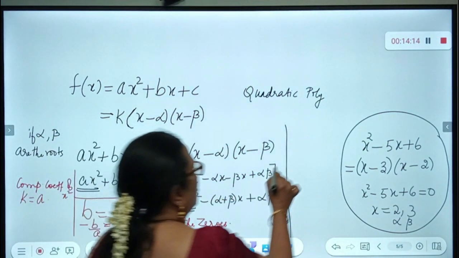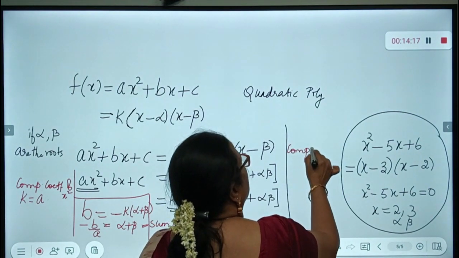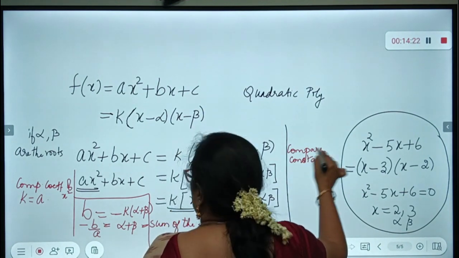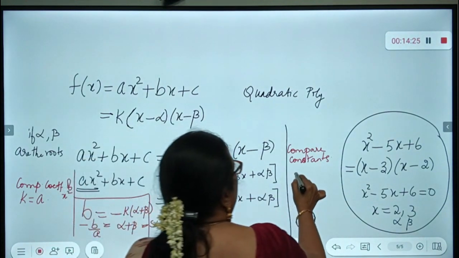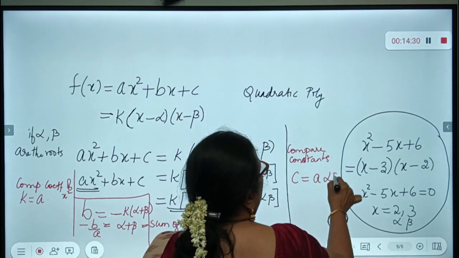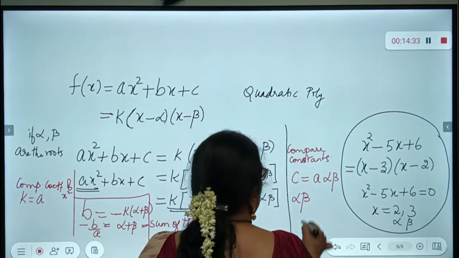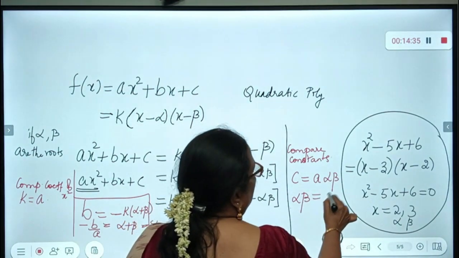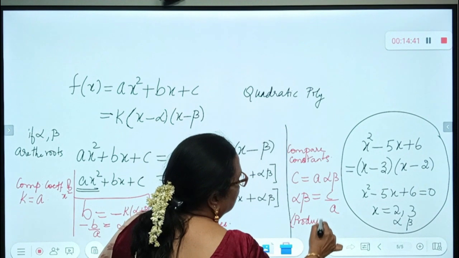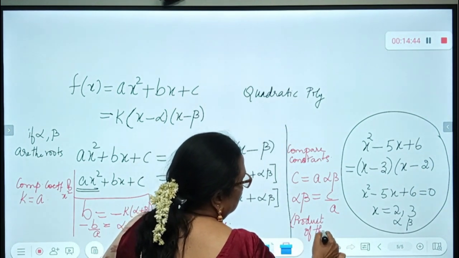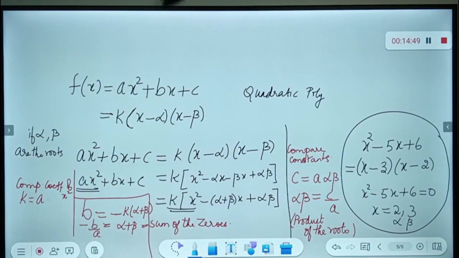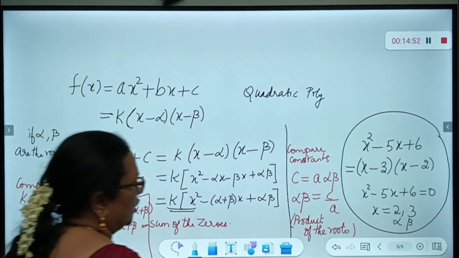Now let me compare the constant term. When you compare constants, what will you get? C equal to k times alpha beta, where k is a. So alpha beta, the product of the roots, is equal to c by a. Alpha beta is the product of the roots. So this is the relationship between the roots and the coefficients of a quadratic polynomial.